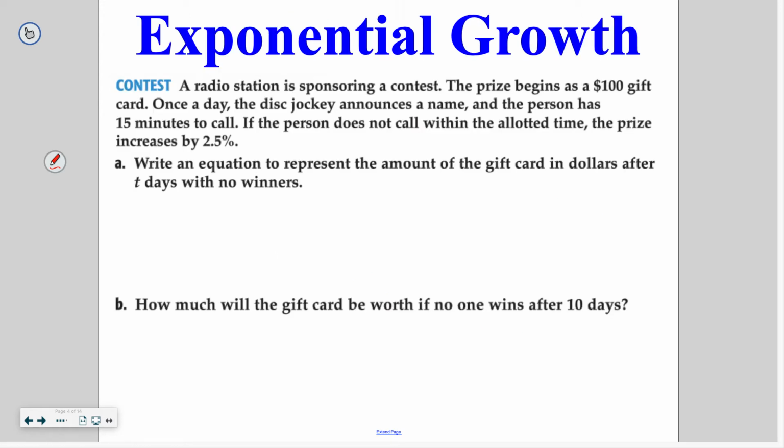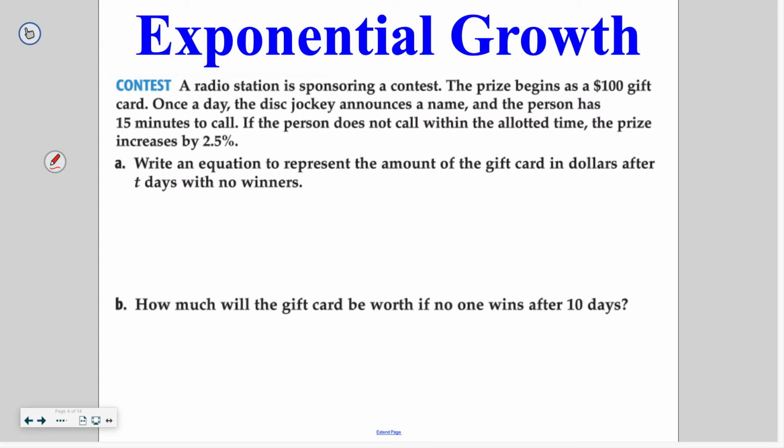So, for example, we have a radio station sponsoring a contest. The prize begins as a $100 gift card once a day. The DJ announces a name and the person has 15 minutes to call. If the person does not call within the allotted time, the prize increases by 2.5%. So our first job here is to write an equation to represent the amount of the gift card in dollars after T days with no winners.